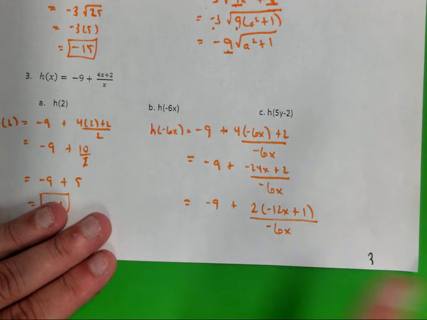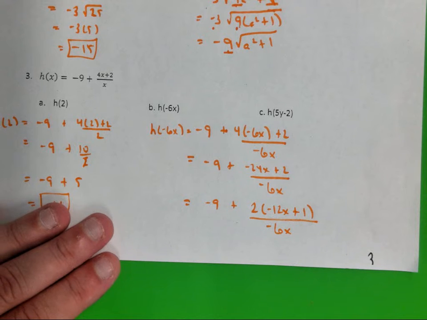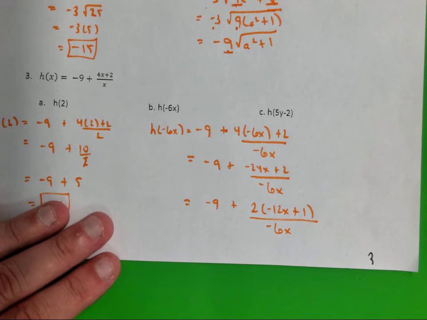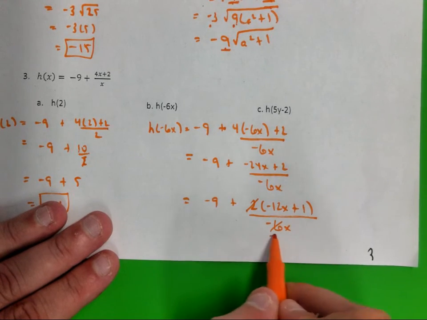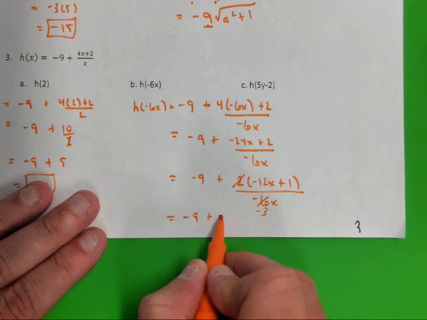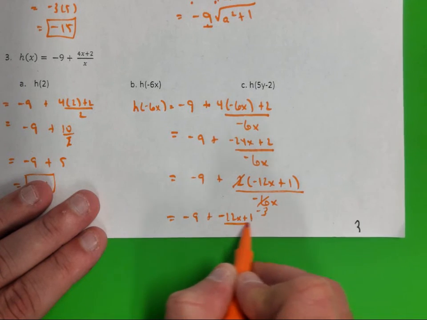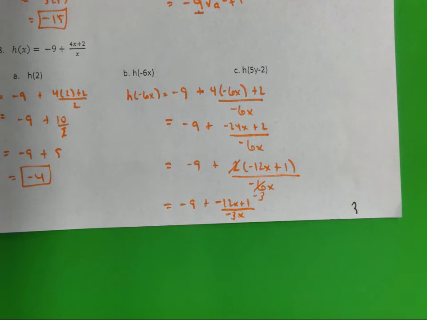You said, oh, I didn't think you could do it. If there's a plus or a minus in between that negative 6x, you could not do that. But there's no plus or minus, is there? So here you technically could cancel that out, and you're left with negative 9 plus negative 12x plus 1 over negative 3x. That's pretty much all you can do with that. That's as far as you need to go.